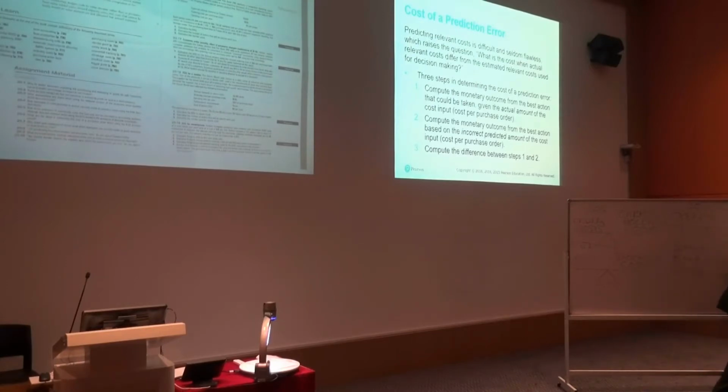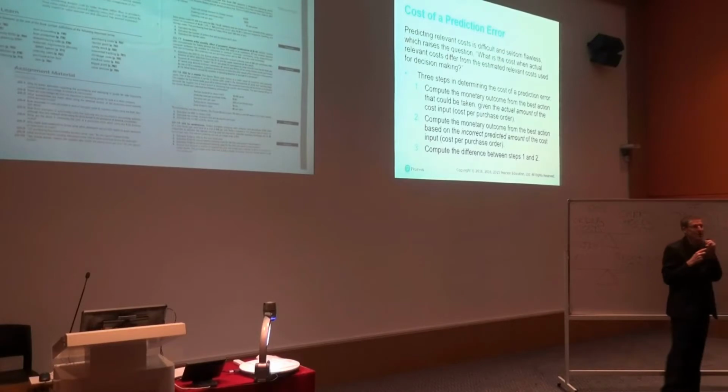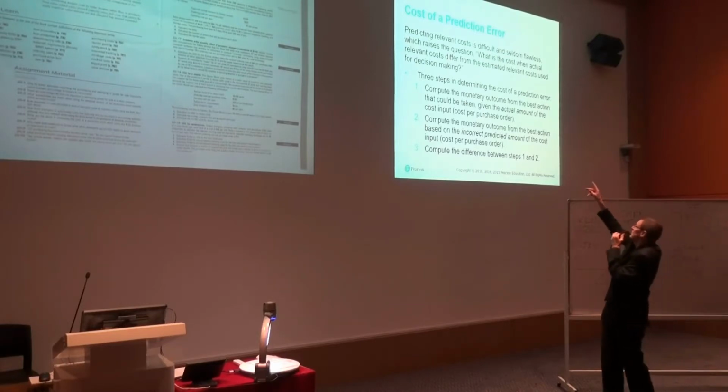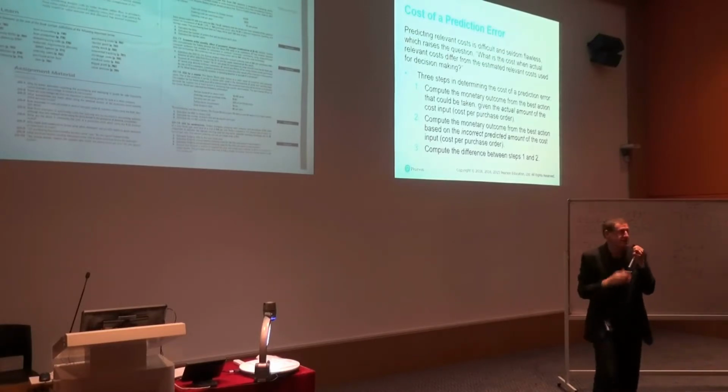So your carrying costs are going to be lower, but stock out costs are going to go up. Here, you're going to have more than what you really need. You're going to have much more carrying costs, but your stock out costs are going to be zero. Why? Because you always have much more than what you need. So that's the idea of trying to figure out what the cost of the prediction error is.